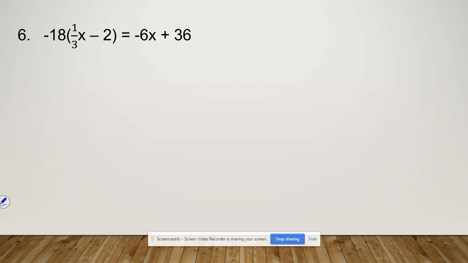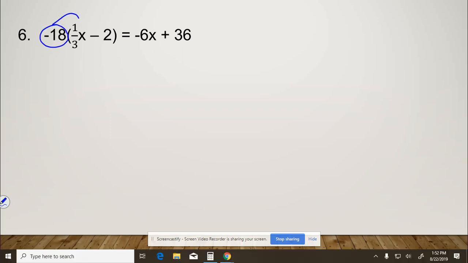So I'm going to do one more problem with you, a little bit more challenging. We have to distribute this negative 18. Negative 18 times a third is like doing negative 18 divided by 3. So we get negative 6x. Then negative 18 times negative 2 is positive 36 equals negative 6x plus 36. And right here, clear as day, you should be able to tell me whether this is 1, none, or infinite. You should be able to see that the coefficients are exactly the same.